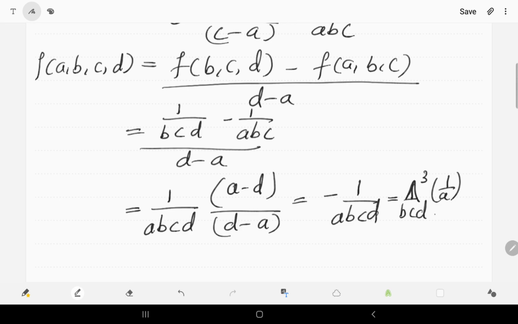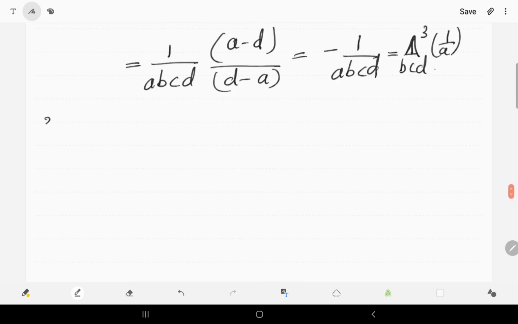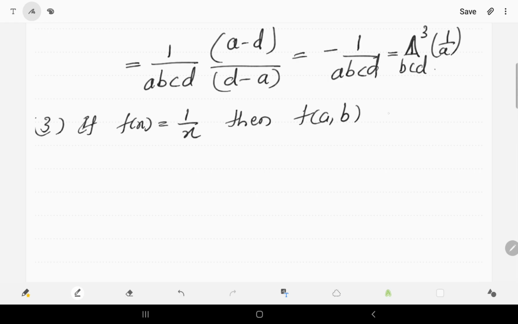Next, if f of x is equal to 1 by x, then find f of a, b and f of a, b, c. This is already covered in the previous example. Thank you. We will use this in the next method, that is Newton's divided difference. We will use this method. Thank you.